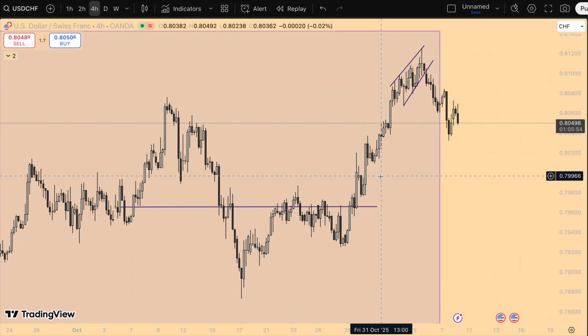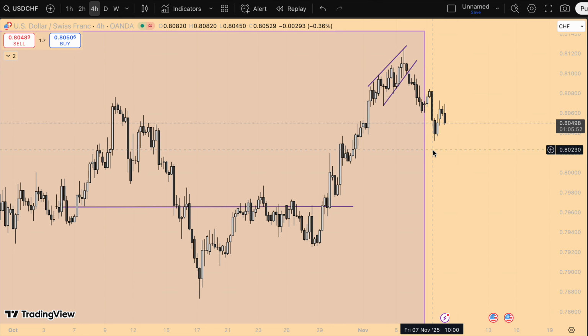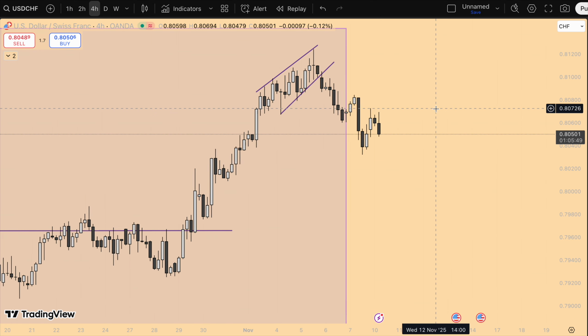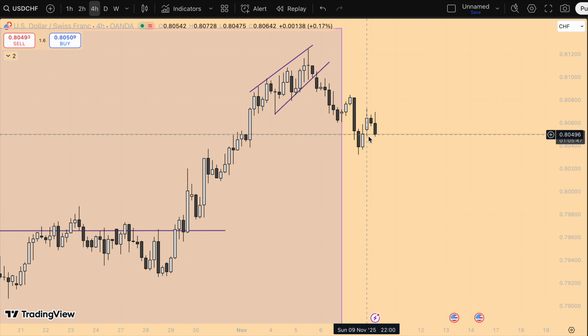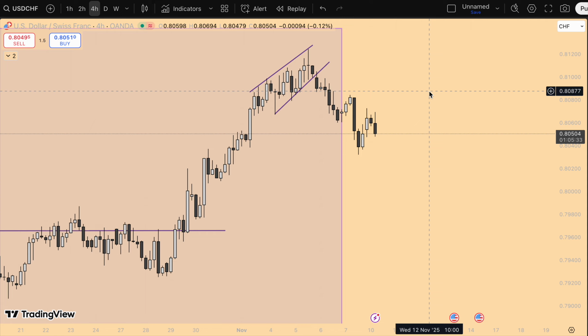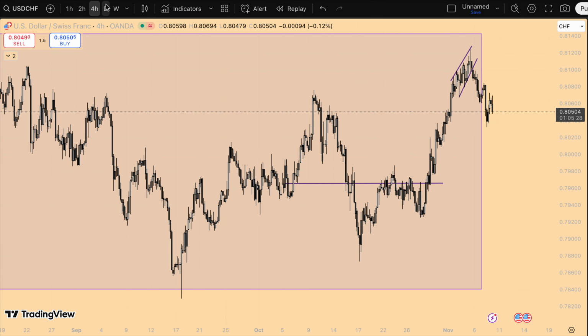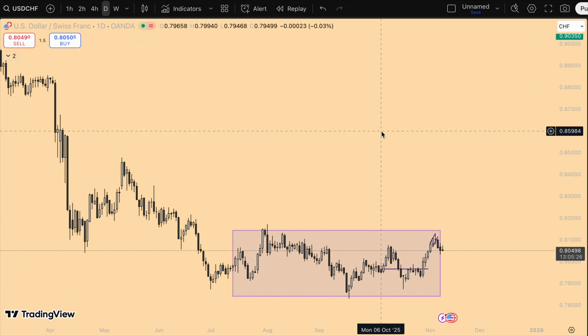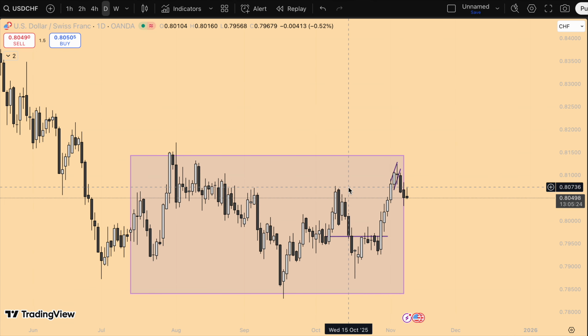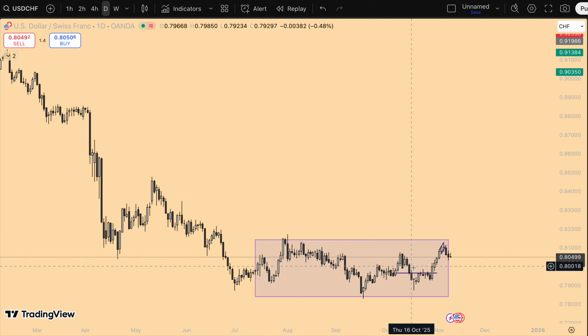So with USD CHF, we started to see some downward momentum from last week, and this is looking beautiful. But I would wait for some higher prices, maybe liquidation of this high, or preferably this high, and then you can scale. You can get those shorts in. It is quite bearish, and it is clear to see.